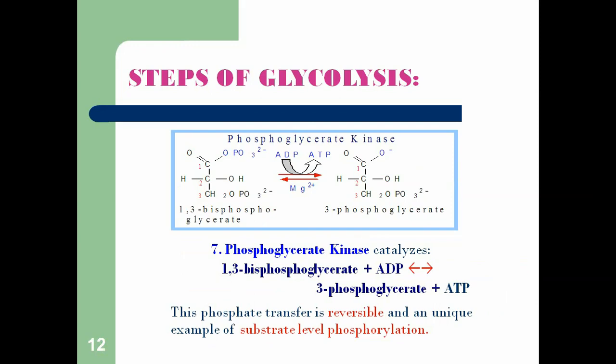Step 7, conversion of 1,3-bisphosphoglycerate to 3-phosphoglycerate. The enzyme phosphoglycerate kinase transfers the high-energy phosphoryl group from the carboxyl group of 1,3-bisphosphoglycerate to ADP, forming ATP and 3-phosphoglycerate. Now, this is a unique example where ATP can be produced at the substrate level without participating in the electron transport chain. This type of reaction where ATP is formed at substrate level is called substrate level phosphorylation.